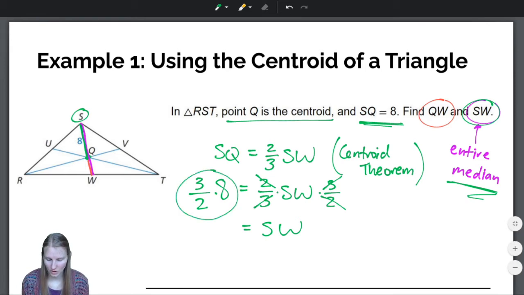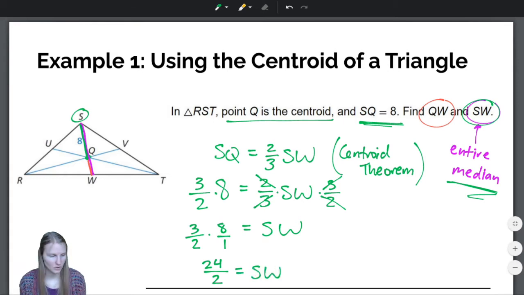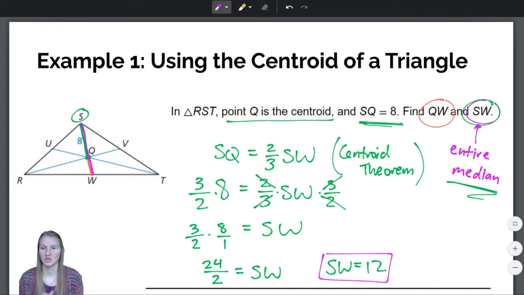Now, I just need to figure out what 3/2 times 8 is. So I can do 3/2 times 8/1, which is 3 times 8 is 24/2, and 24 divided by 2 is 12. So SW is 12. And I'll color code that. The entire median is 12 units long.